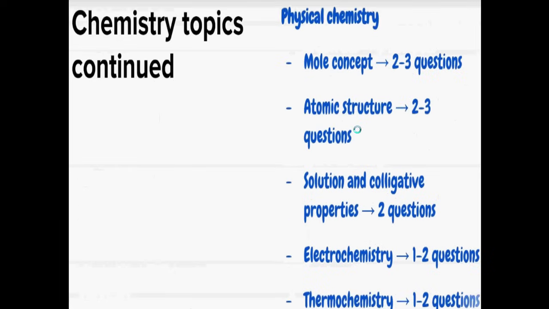Chemistry topics continued, like physical chemistry: mole concept will be asked for 2 to 3 questions, atomic structure 2 to 3 questions, solutions and colligative properties 2 questions, electrochemistry may be asked for 1 or 2 questions, and thermochemistry 1 to 2 questions. I'll also add here chemical kinetics, which will be asked for 1 to 2 questions.